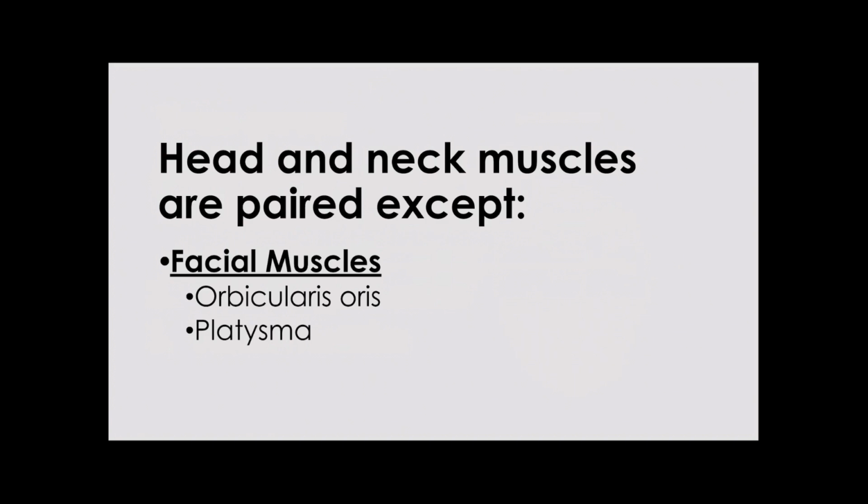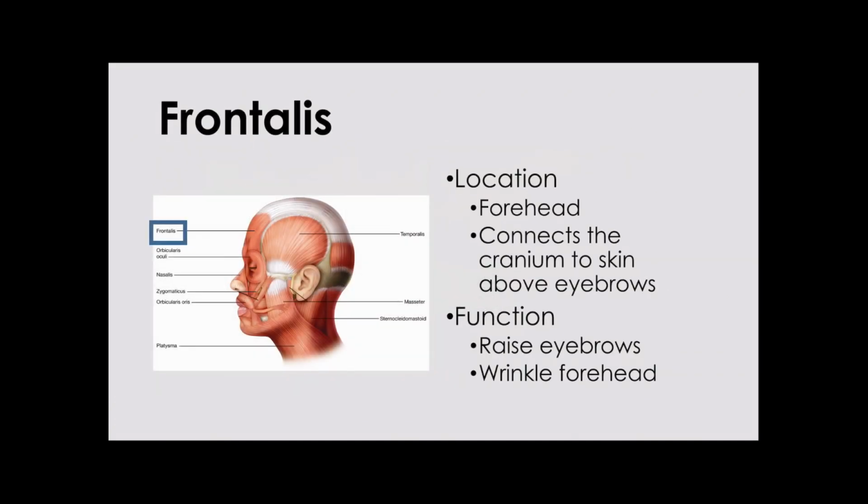Okay, so most of your head and neck muscles are going to come in pairs. The only ones that don't have pairs are these 2. Your orbicularis oris, which is around your mouth. So if you want to write that down, your orbicularis oris is the muscle that goes around your mouth. This does not have a pair. And then your platysma, which is the front and sides of your neck. These do not come in pairs. Again, orbicularis oris is the one muscle around your mouth. Platysma is the one located in the front and sides of your neck.